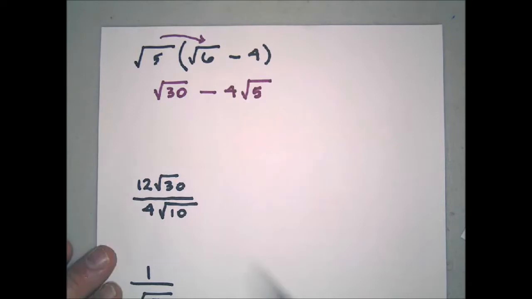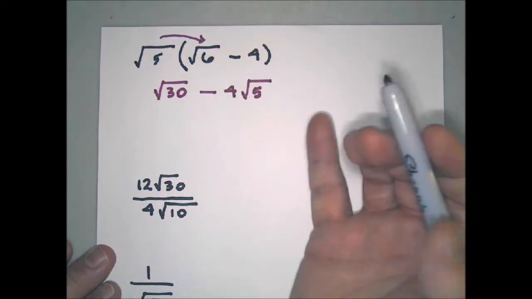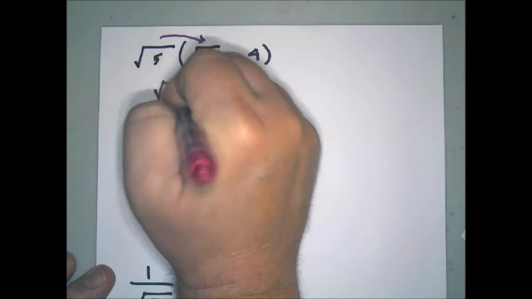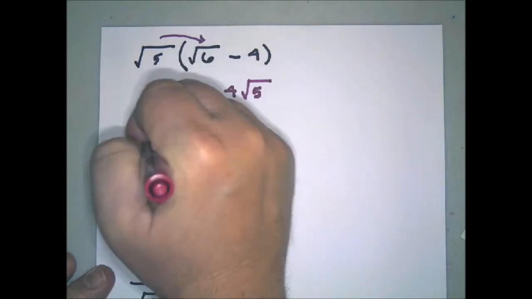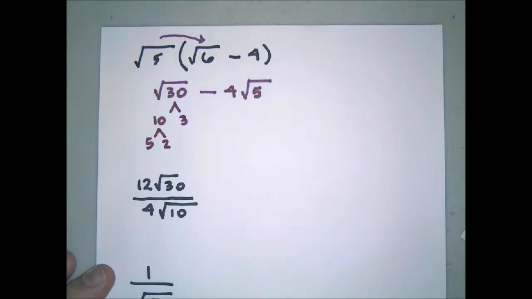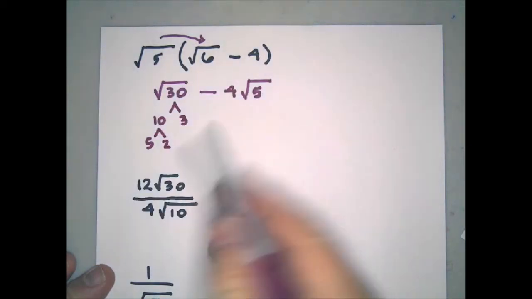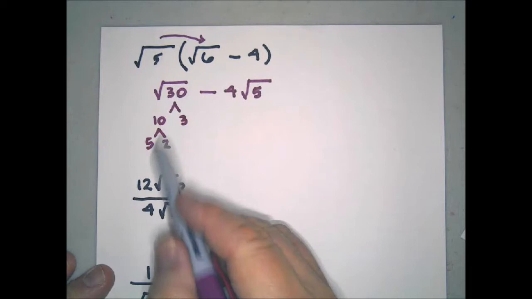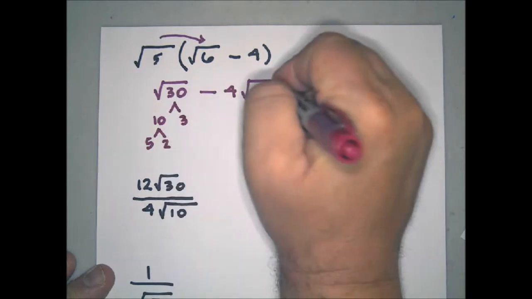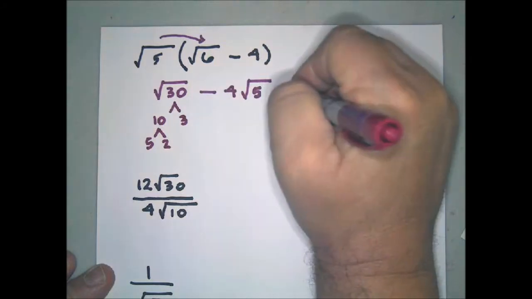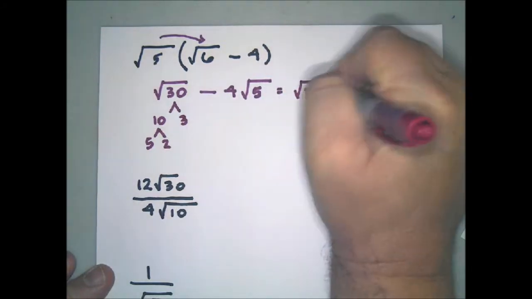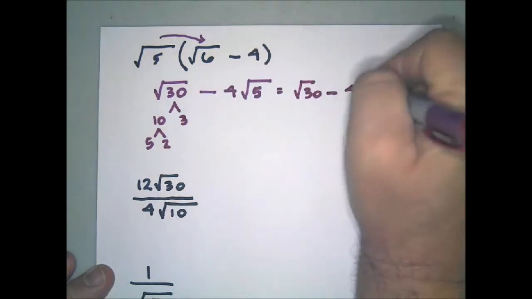Now, you might think this is the answer. Who knows? Let's check. 30 is 10 times 3. 10 is 5 times 2. We've prime factorized it, and we haven't found any pairs. So really, that is our answer: square root 30 minus 4 square root 5.